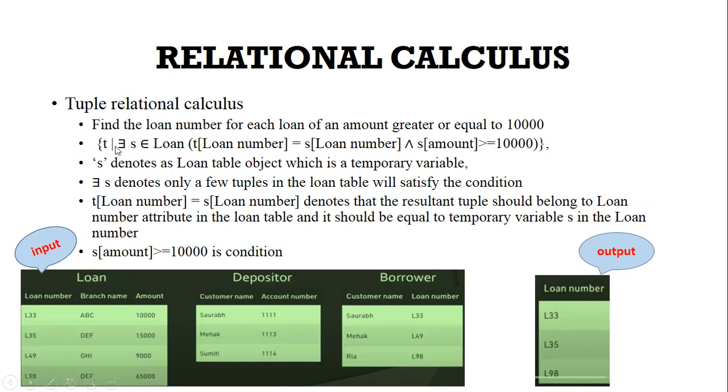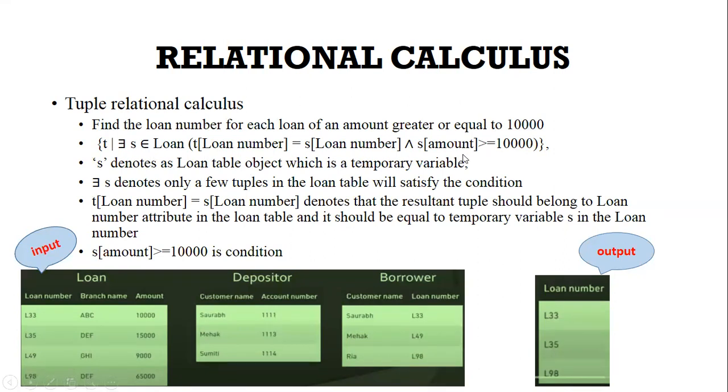So the notation is T such that there exists S, an element of loan, with T of loan number equal to S of loan number, and the amount should be greater than or equal to 10,000. The meaning is that S denotes the loan table.